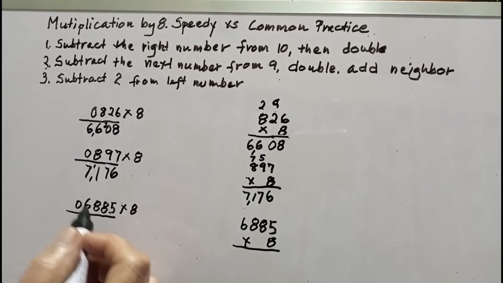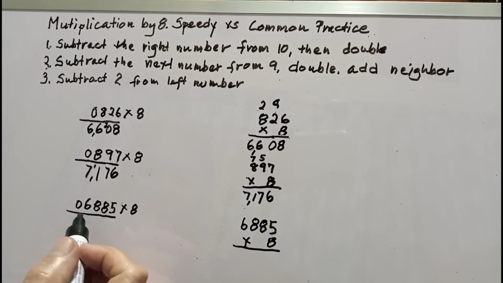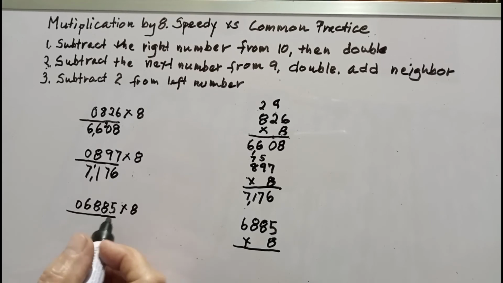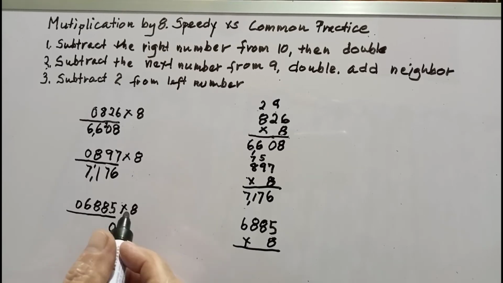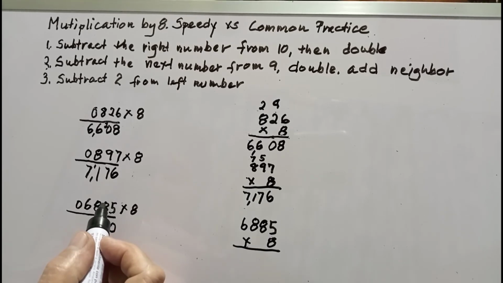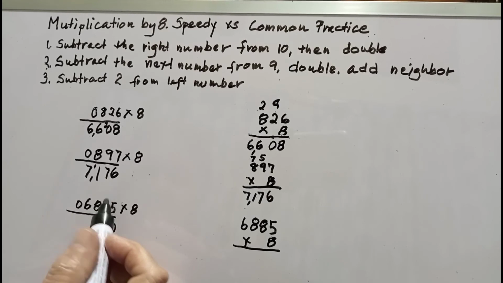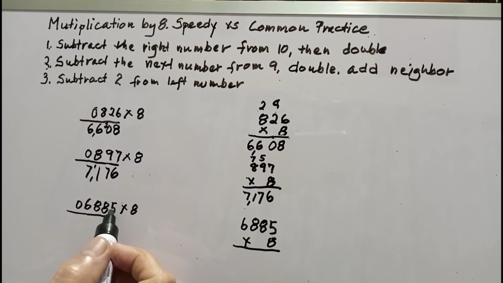We have a bigger number now. We have 6,885 times 8. So, 10 minus 5 is 5 times 2 equals 10. And then 9 minus 8 equals 1 times 2 equals 2 plus 5 equals 7 plus 1 equals 8.